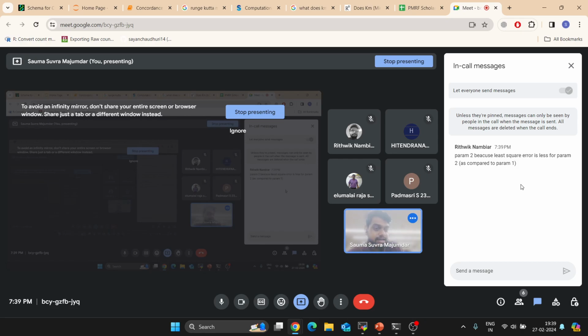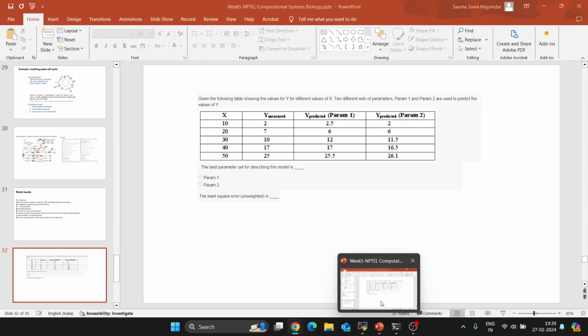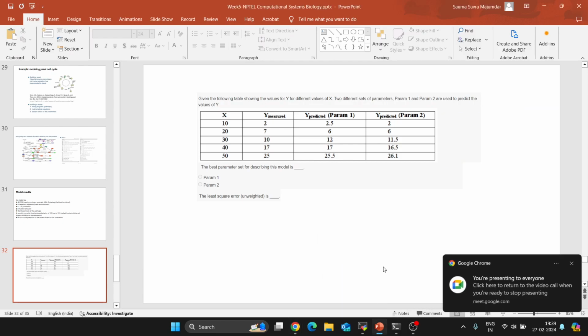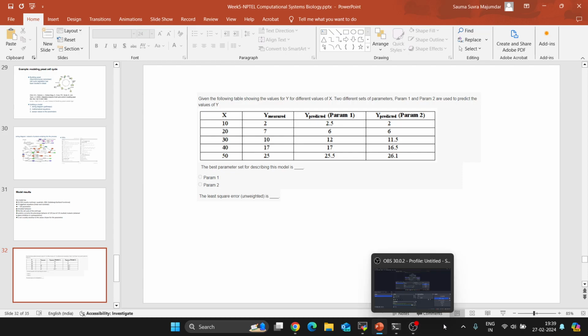Yeah, that is correct. Can you tell me the LSE values for both? Yeah, so for parameter 1, it's 5.5, and parameter 2, it's 4.71. Yeah, it will come around 4.5. Yeah, that's correct.